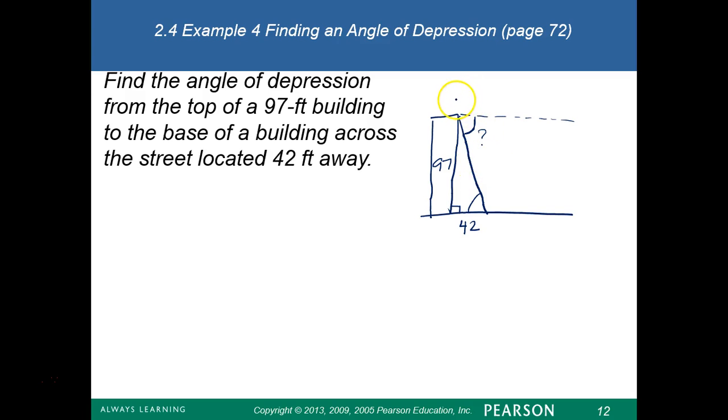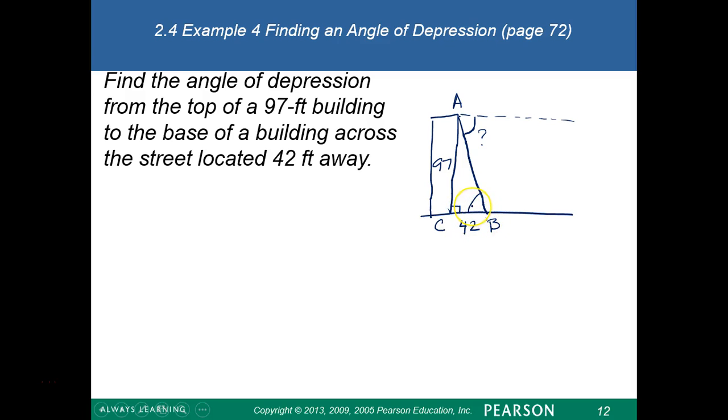I'm going to go ahead and label this A, B, just to label the vertices of my triangle. Now we have a good diagram of what it is we're trying to find. We're trying to figure out what this angle is. Just go from your given information. We're looking for the angle, and the side opposite of it is 97, so this is our opposite, and then we have our adjacent.